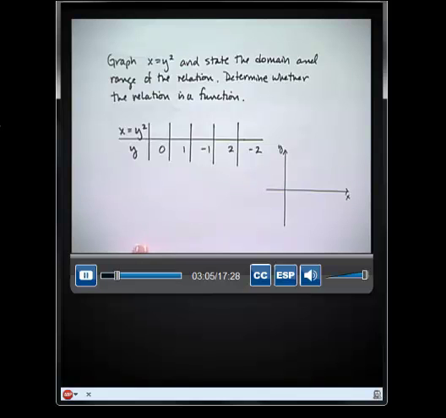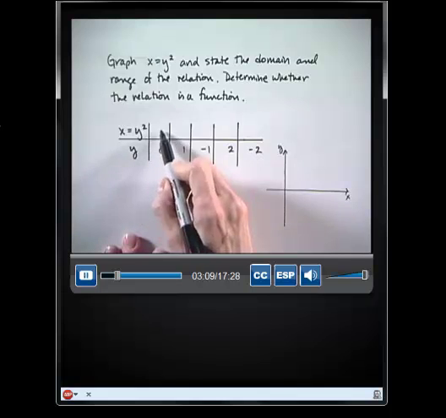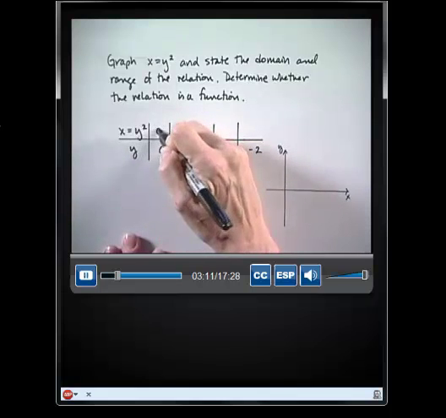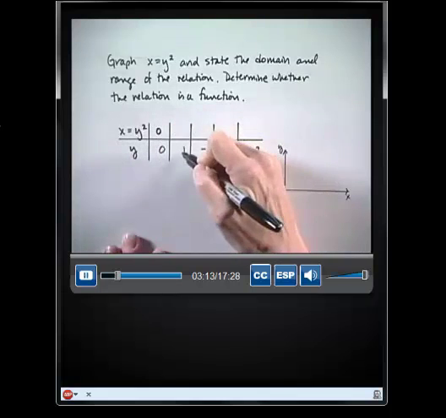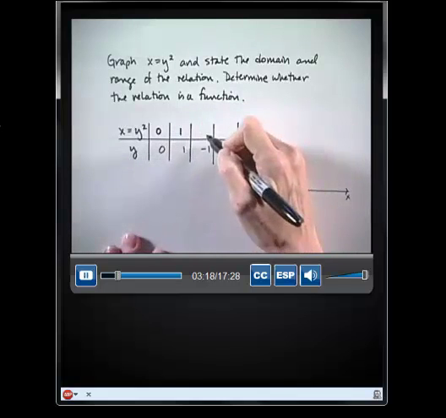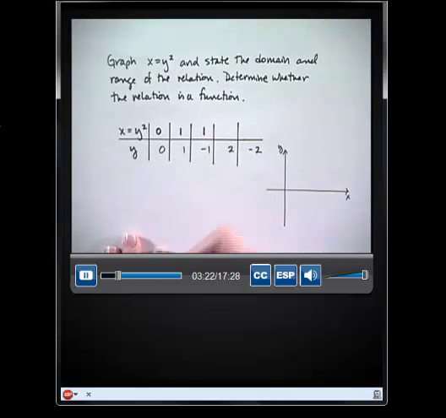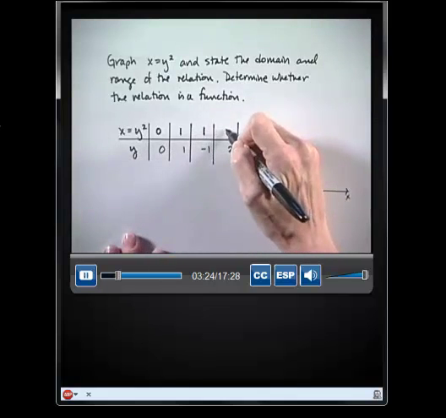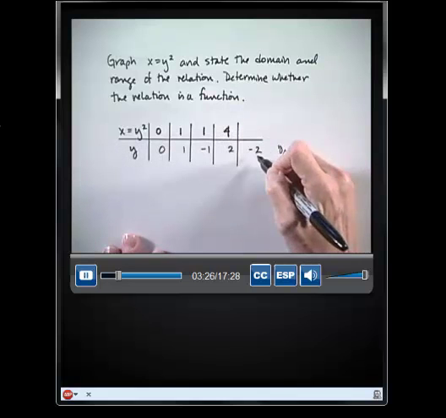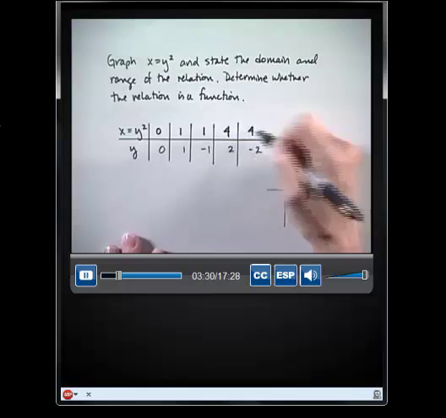Well, let's see how you did. First of all, filling out the table. If y is 0, x is 0 squared, so x is 0. If y is 1, x is going to be 1 squared. If y is negative 1, x is going to be negative 1 squared, which is also 1. If y is 2, x is going to be 2 squared. And if y is negative 2, x is going to be negative 2 squared, which is also 4.